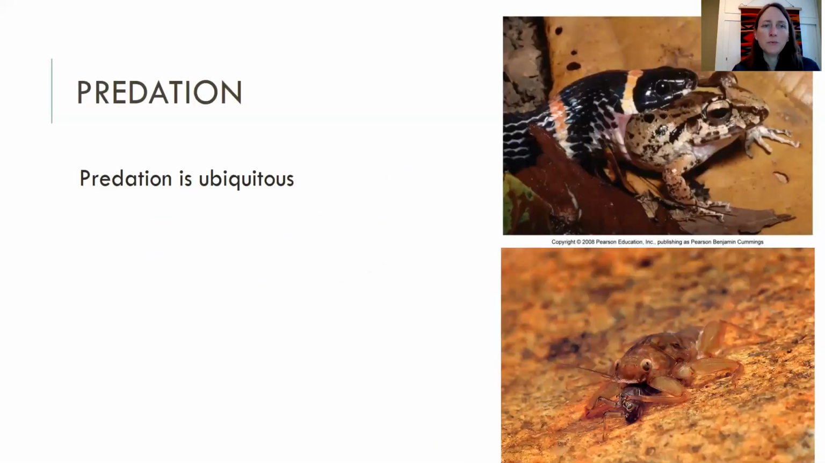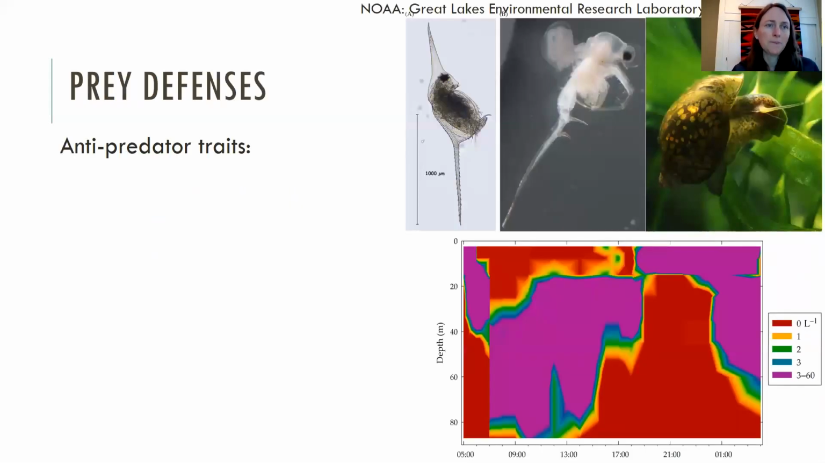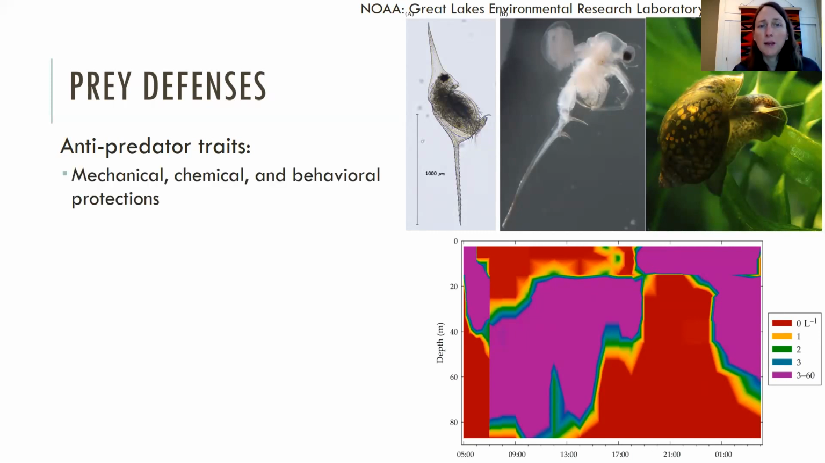Okay, moving on to predation. Predation is ubiquitous. There's all different kinds of predation: vertebrate on vertebrate, like you see at the top, invertebrate on invertebrate, like you see on the bottom, but vertebrates can eat invertebrates and invertebrates can eat vertebrates, all kinds of predation out there. There are lots of really cool anti-predator traits. So how do organisms protect themselves from predators? So prey can develop mechanical, chemical, and or behavioral protections.